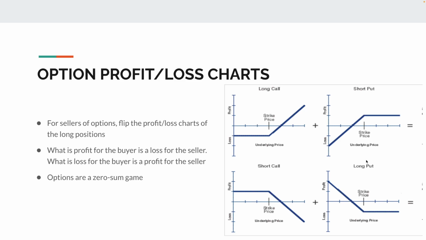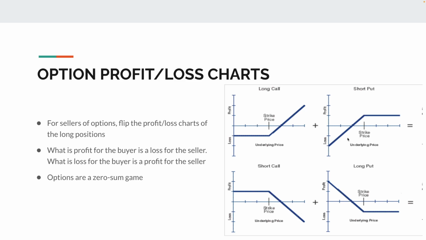Same thing for the puts. You have a long put position here, meaning you are the buyer. This is your profit diagram, and if you just flip it up, then this is the profit diagram for the sellers. And what you will find is that what is a profit for the buyer will be losses for the seller.